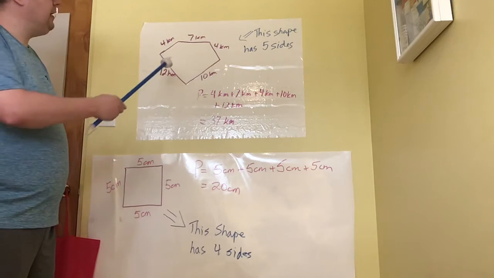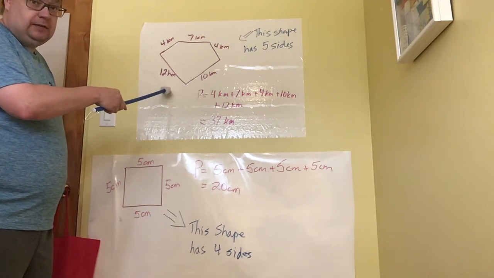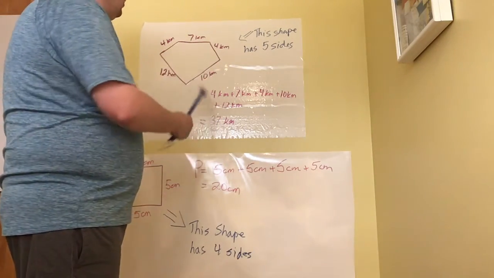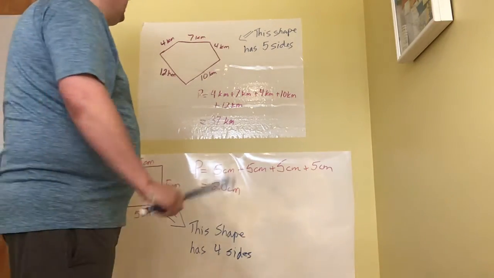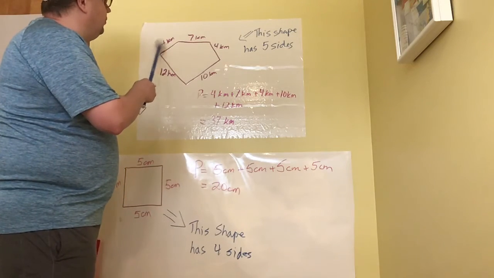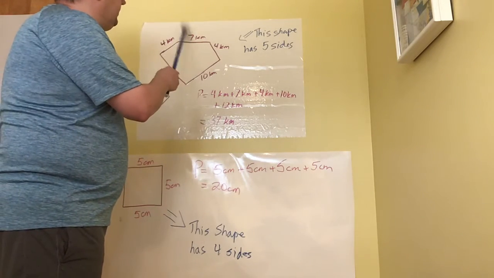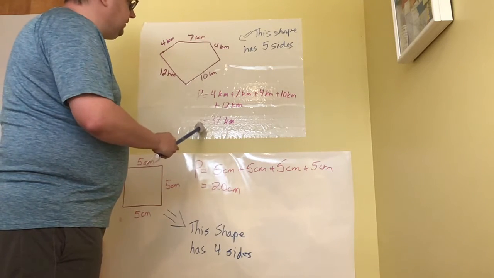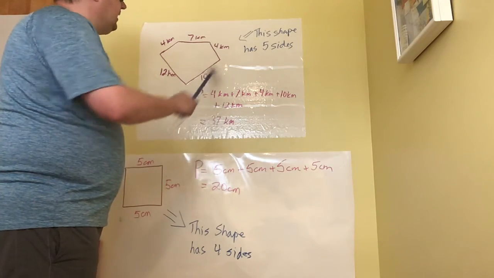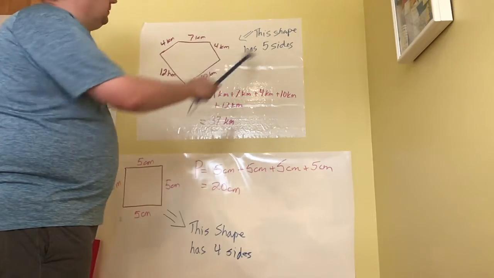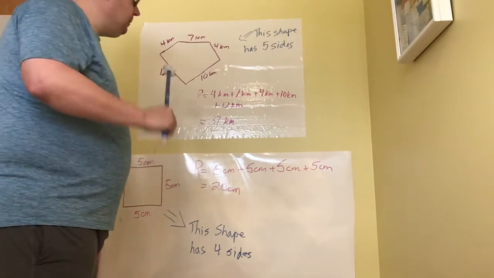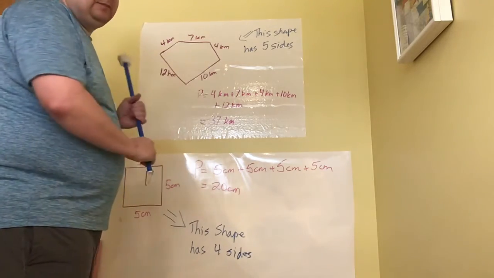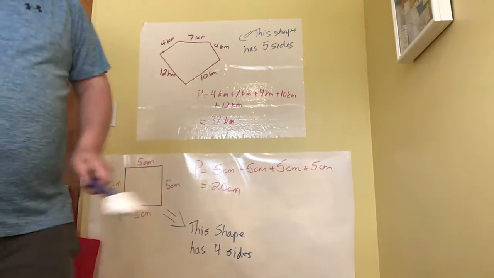So I'm going up here to look at this object. This has 5 sides. So we will add all 5 sides. 4 kilometers, 7 kilometers, 4 kilometers, 10 kilometers, 12 kilometers, giving us 37 kilometers. So the distance around. Okay, so remember, add all the sides that are there. Okay, there are certain exceptions.